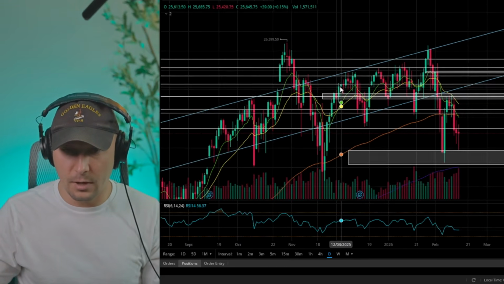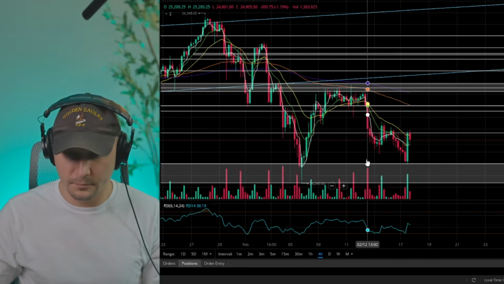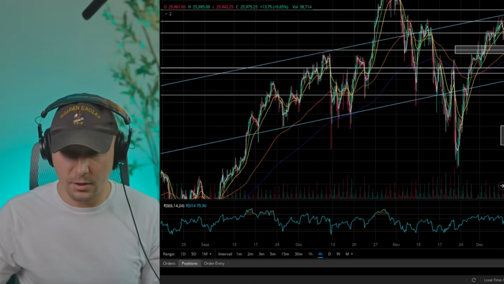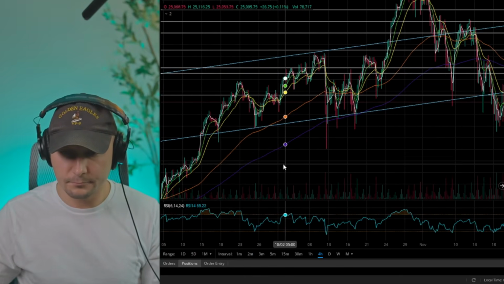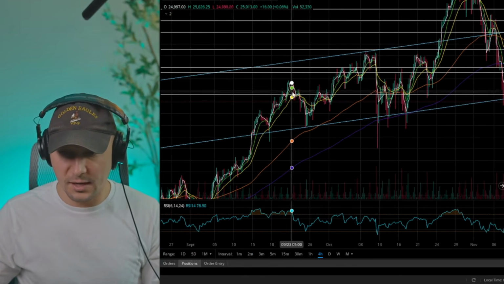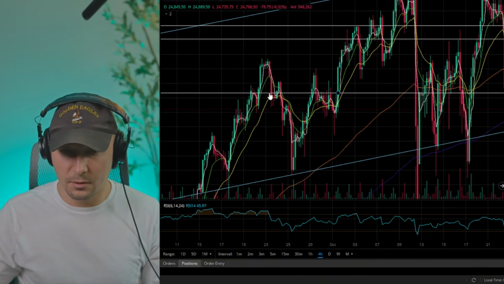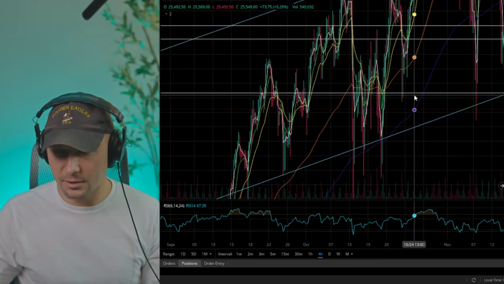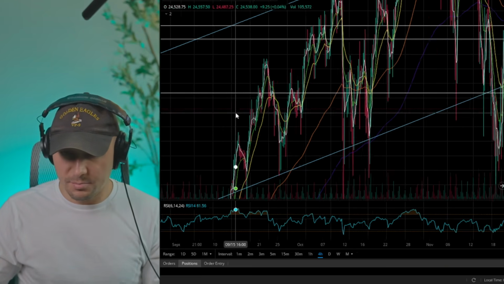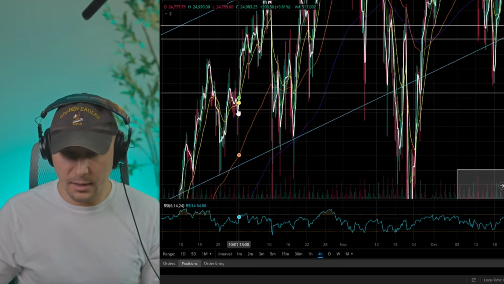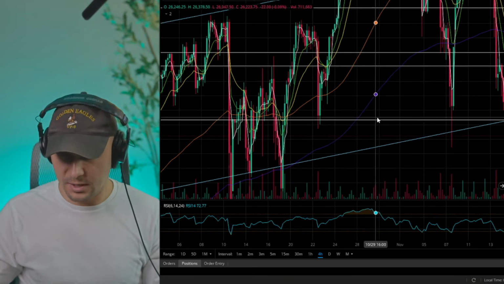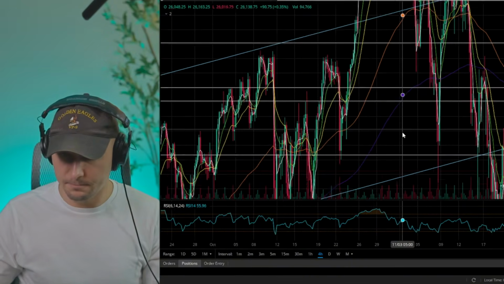But how do we mark out levels? Well, basically all we got to do really is get on the 4-hour chart, right? Get on the 4-hour chart, find a spot where there is a lot of resistance and a lot of support. That's all you really got to do. You find those spots, and you just make a horizontal line.